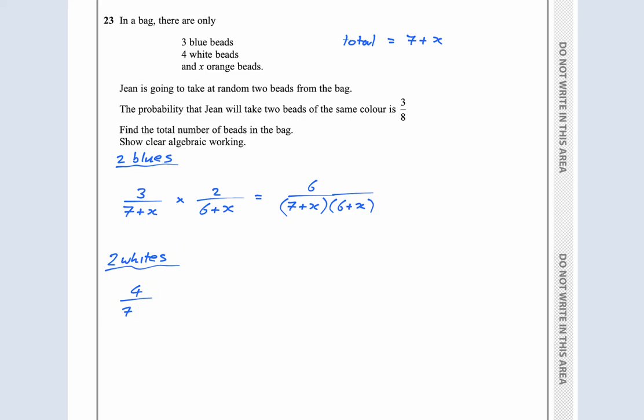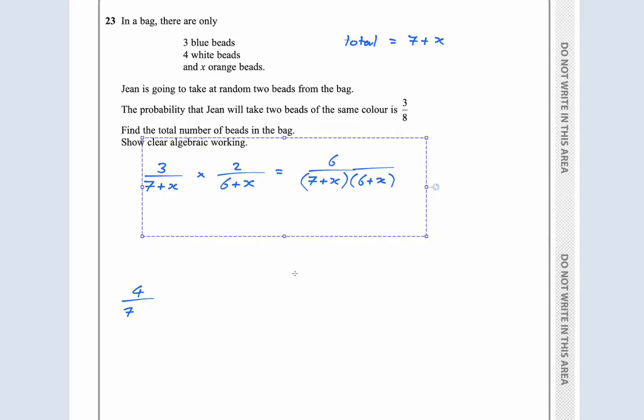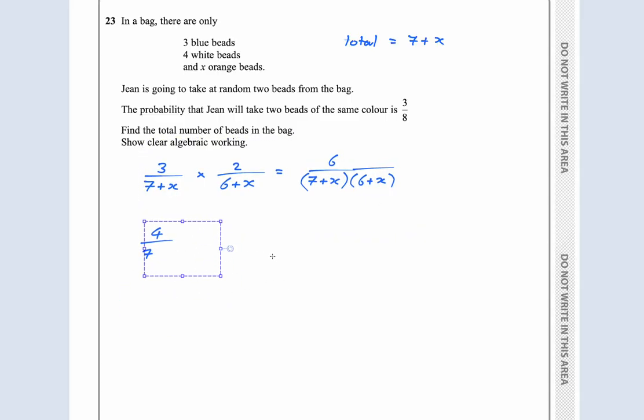Guys, I'm just going to change the way I'm writing this because it's taking up my space. I'm just going to say this is blue. So over here, I'll do blue, I'll do white, and then I'll do orange after. Okay, so it's 4 out of 7 plus x times, now if I've taken a white, there's only 3 whites, so it's 3 out of 6 plus x. Multiply these, and I get 12 out of 7 plus x times 6 plus x.